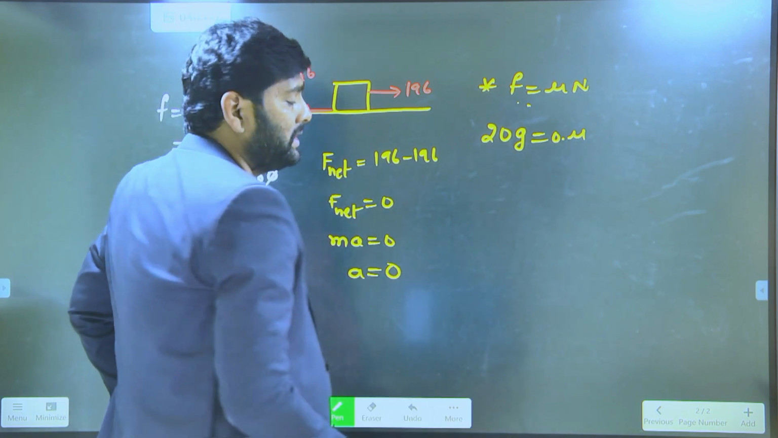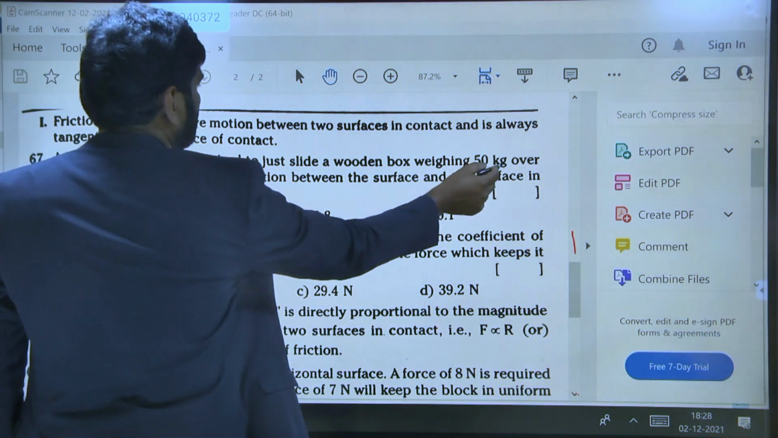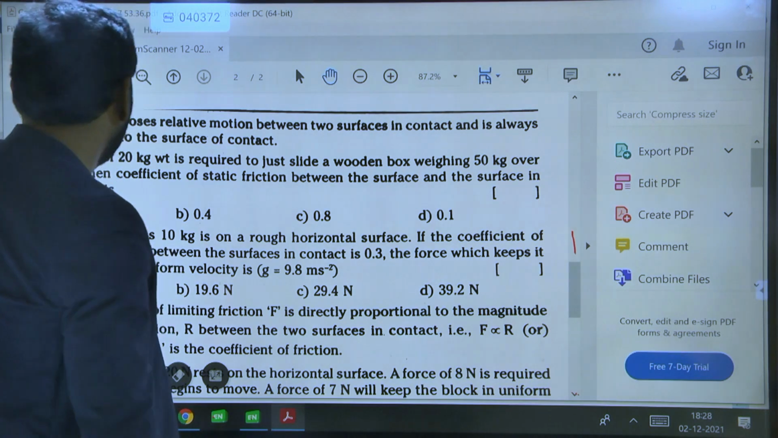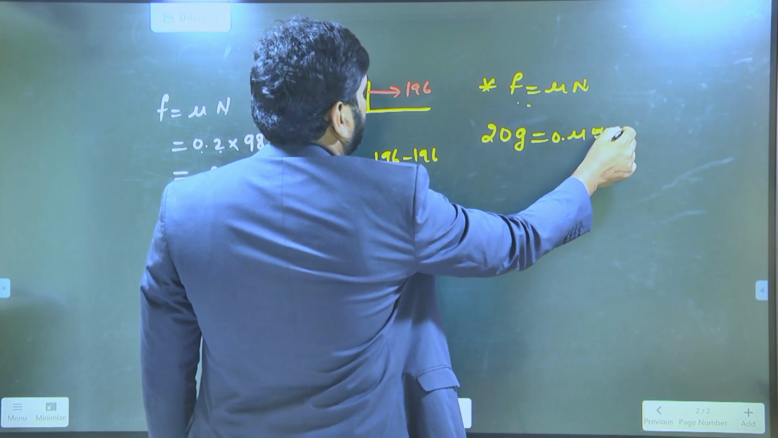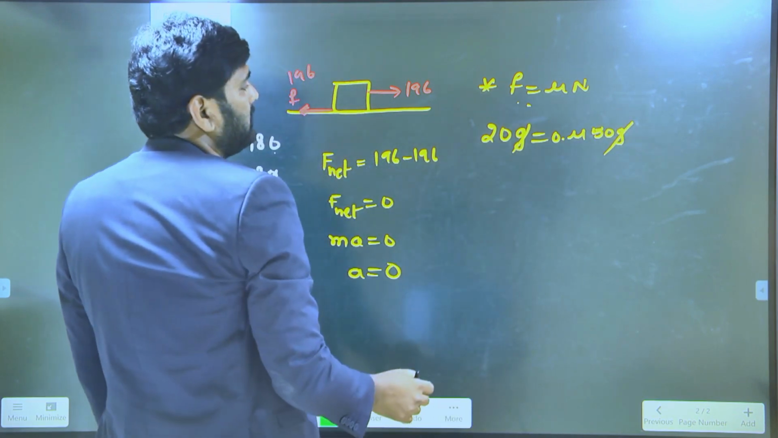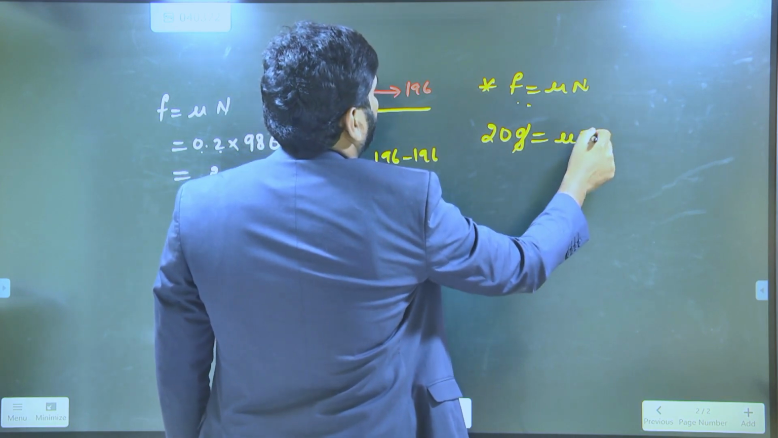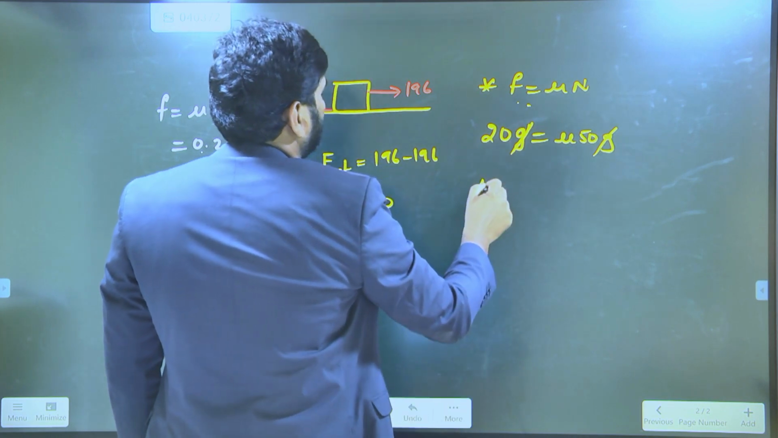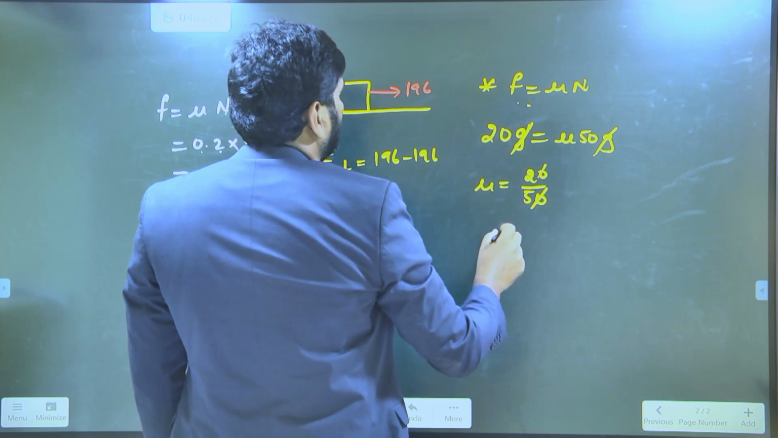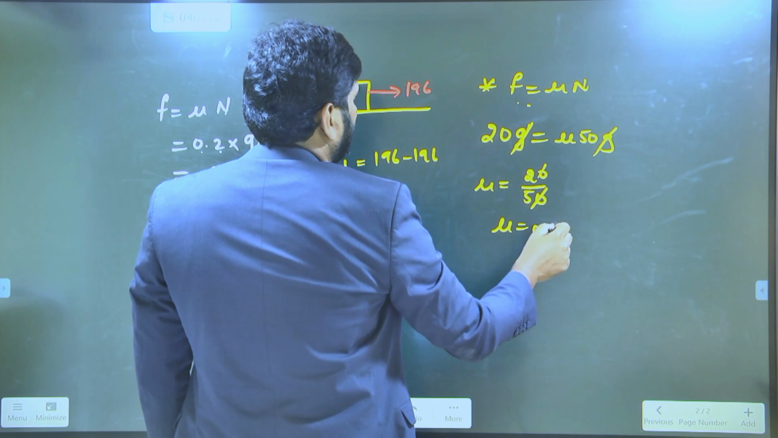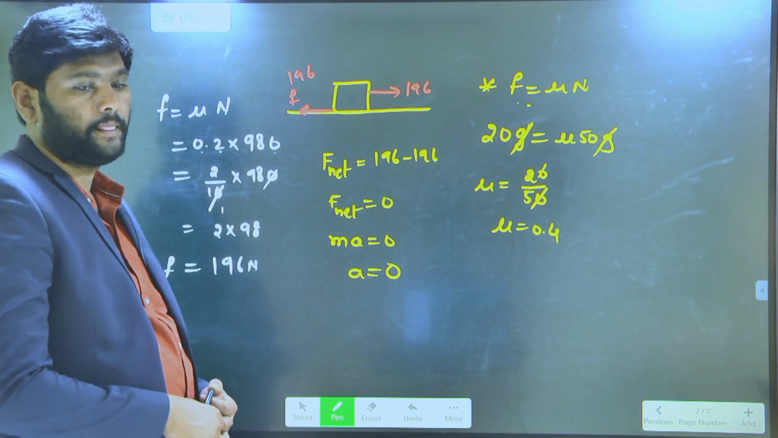How much is the mass here? 50. Then what is the normal reaction? 50 into g. This g gets cancelled. Understand? Mu into 50 into g, this g gets cancelled. Mu is equal to 20 by 50. Then mu is equal to 0.4. That is your answer.